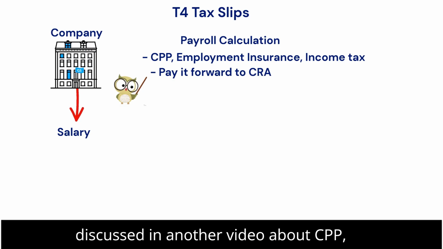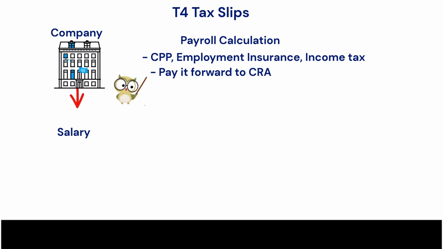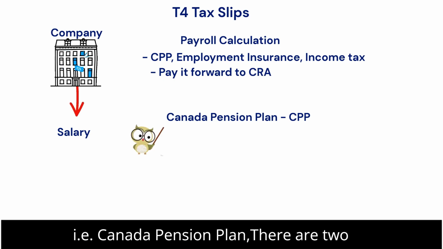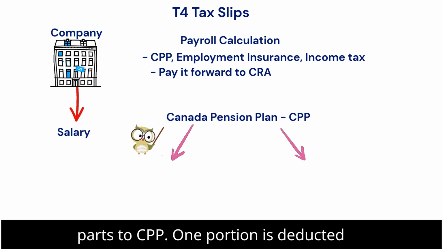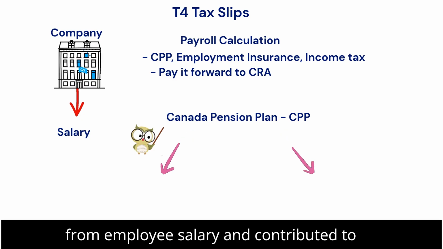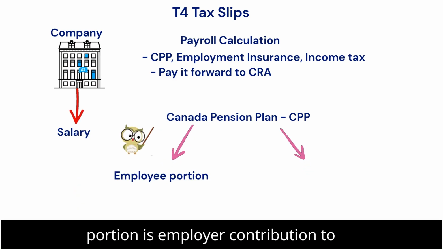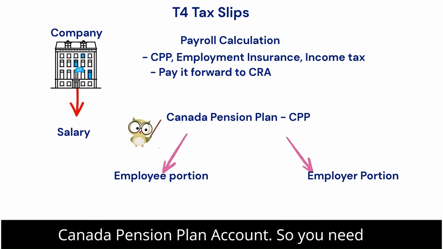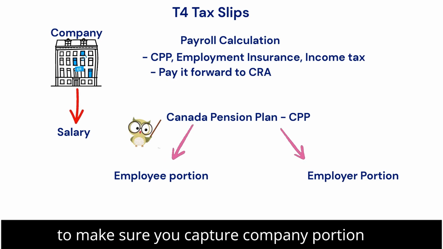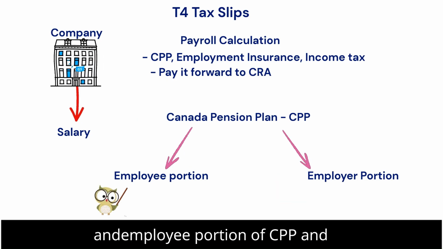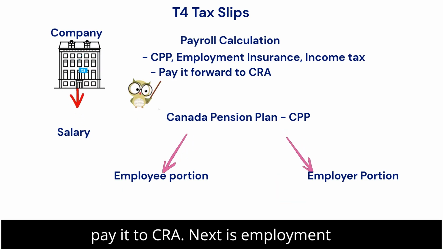As we discussed in another video about CPP, that is Canada Pension Plan, there are two parts to CPP. One portion is deducted from the employee's salary and contributed to the Canada Pension Plan account, and another portion is the employer contribution to the Canada Pension Plan account. So you need to make sure you capture the company portion and the employee portion of CPP and pay it to CRA.